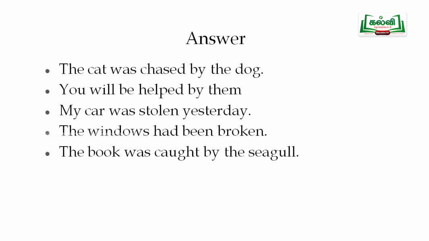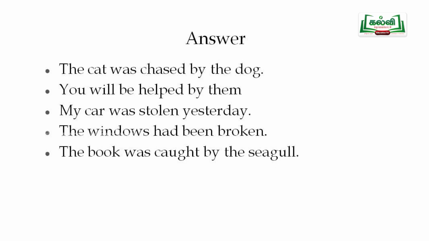இதில் பாருங்க யாரால திருடப்பட்டது அப்படின்னு அவங்க சொல்லலை இல்லையா, அதை மாதிரி இதில் ஒமிட் பண்ணிட்டாங்க அந்த ஆப்ஜெக்ட். அதாவது இந்த பாசிவ் வாய்ஸில் யாரால அது செய்யப்பட்டது அப்படின்றத ஒமிட் பண்ணிட்டாங்க, விலக்கி வச்சுட்டாங்க. So my car was stolen yesterday. Next, the windows had been broken. The book was caught by the seagull.